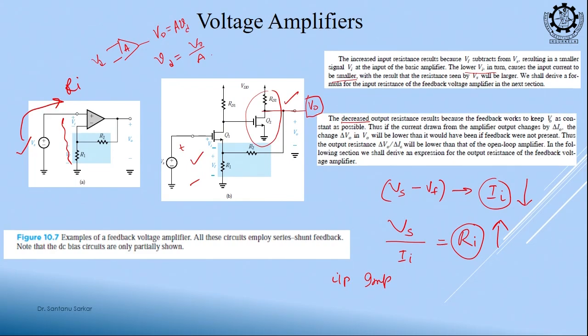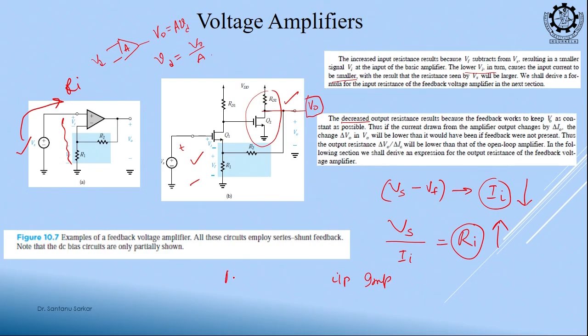because Vd is V0 by A, that is close to 0, it is unchanged. If Vd is unchanged, V0 is forced to be constant, right. So, V0 is forced to be constant. Thus, if current drawn from the amplifier output changes by delta I, the change delta V in V0 will be lower than it would happen if feedback were not present. Thus, the output resistance delta V0 by delta I0 will be lower than that of the open loop amplifier.